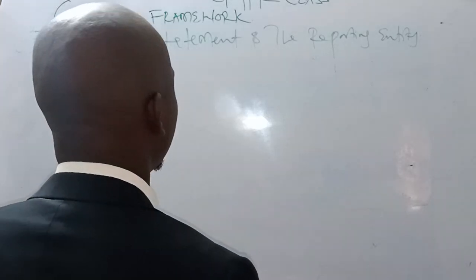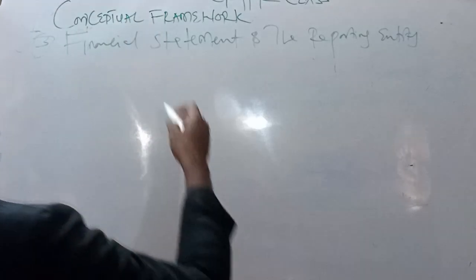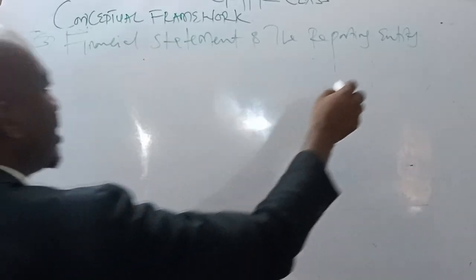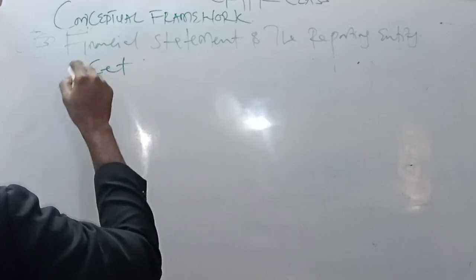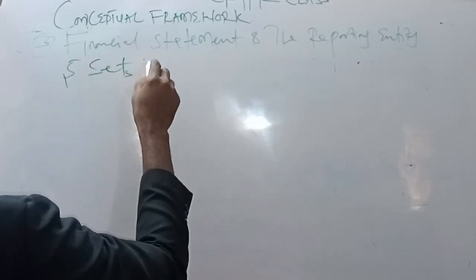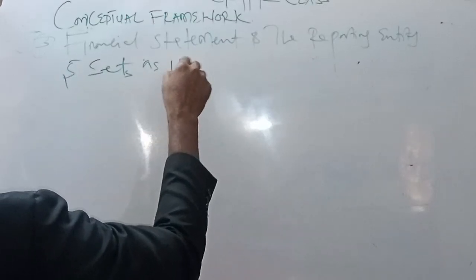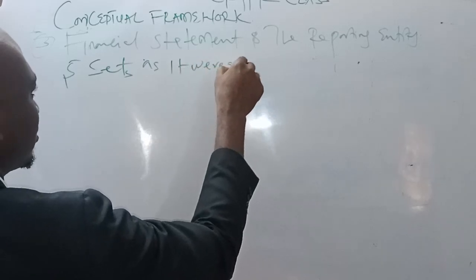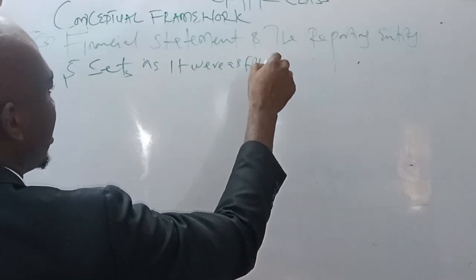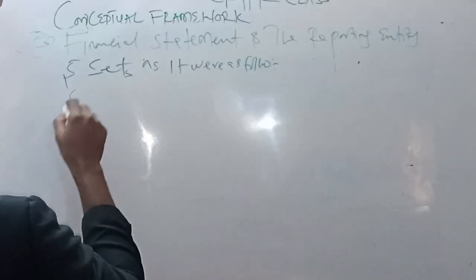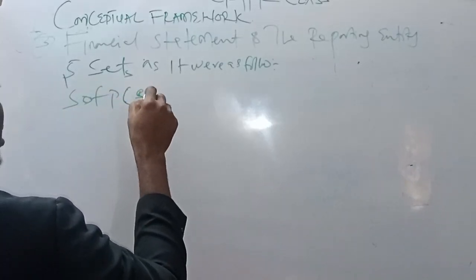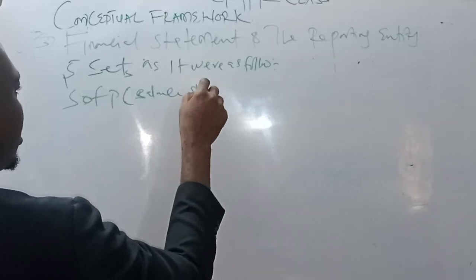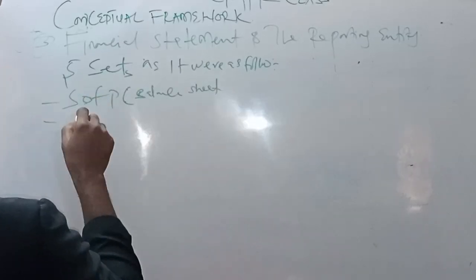Financial statements and the reporting entity. Under this one, we have two: financial statement and reporting entity. Financial statements are sets. There are 5 sets, as follows. Number one, we have the statement of financial position, which you also know as your balance sheet. That is one.